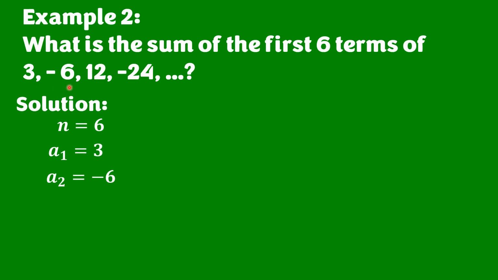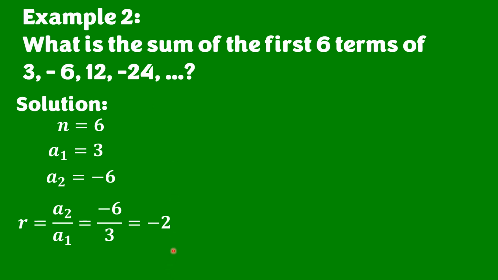So we're going to solve now for the value of r. So we have r equals a sub 2 divided by a sub 1. A sub 2 is negative 6. And a sub 1 is 3. So negative 6 divided by 3 is equal to negative 2. So the common ratio of the given geometric sequence in example number 2 is negative 2.